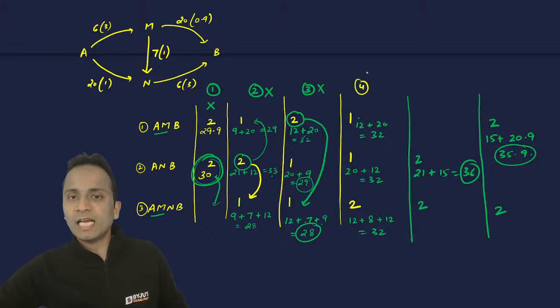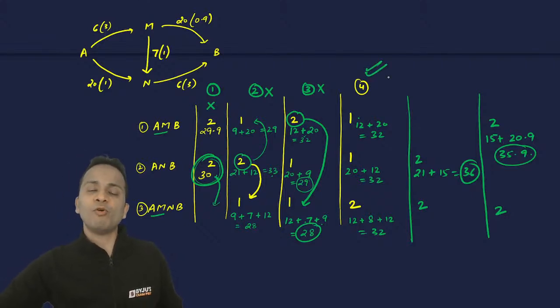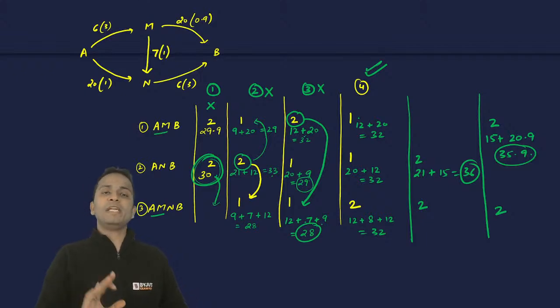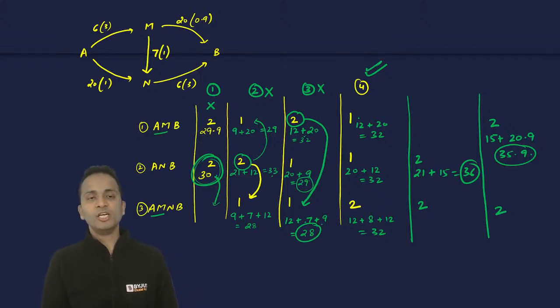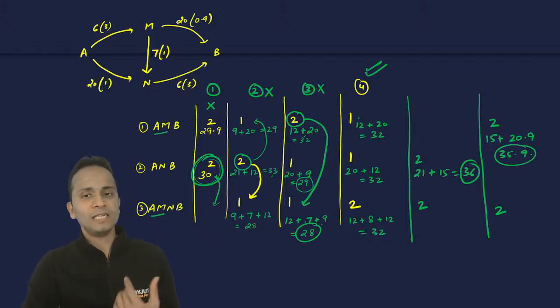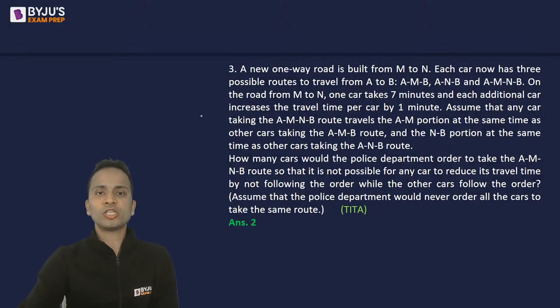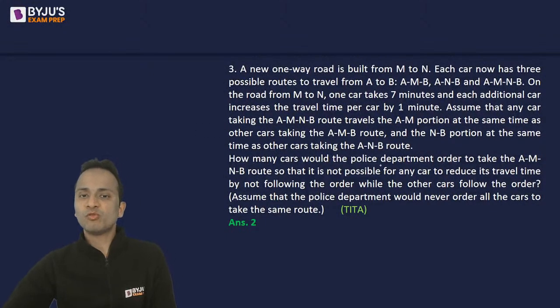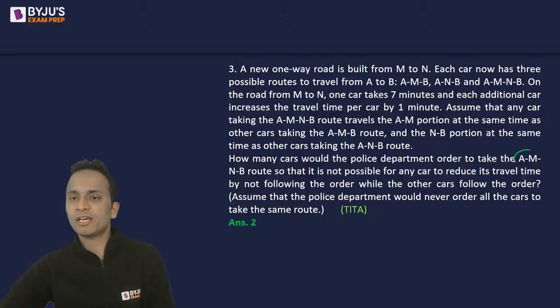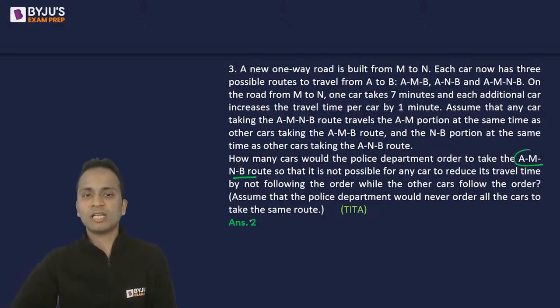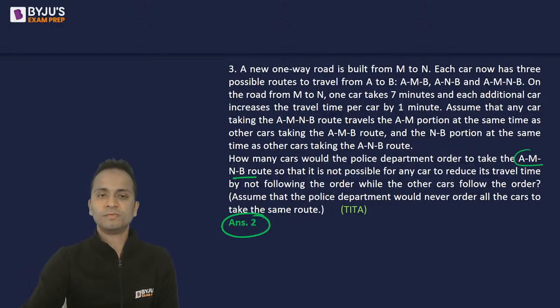Okay, so we can say that case number 4 is the feasible case, is the route that will be decided by the police department. Okay, so 1 car from AMB, 1 car from ANB, and 2 cars from this new route AMNB. Now let's answer the remaining 2 questions. So question was, how many cars would the police department order to take AMNB route? So the number of cars is equal to 2.